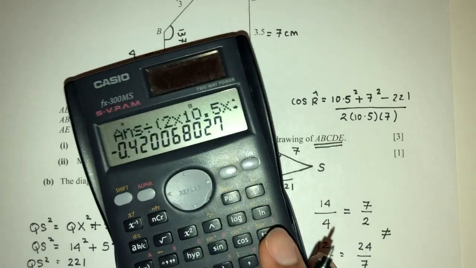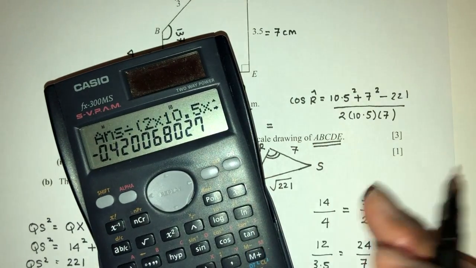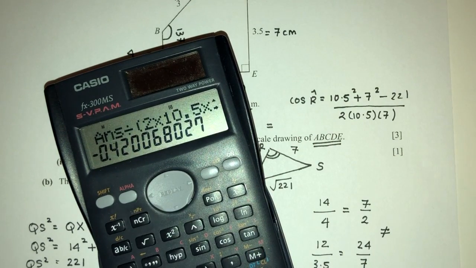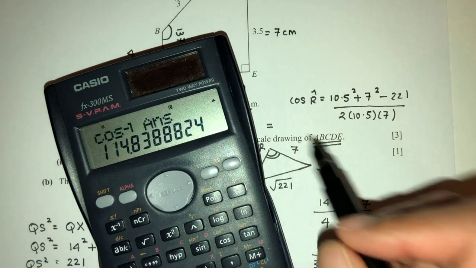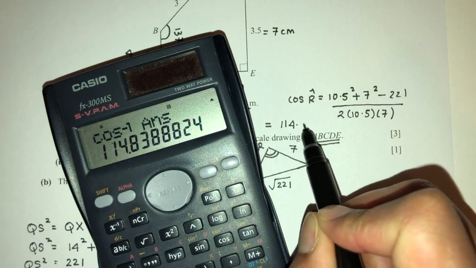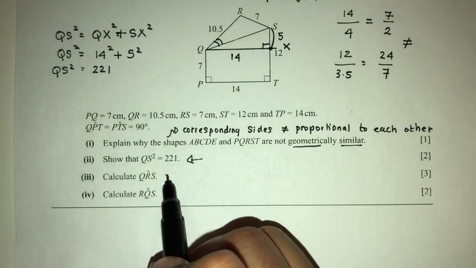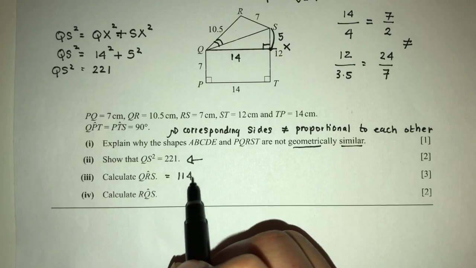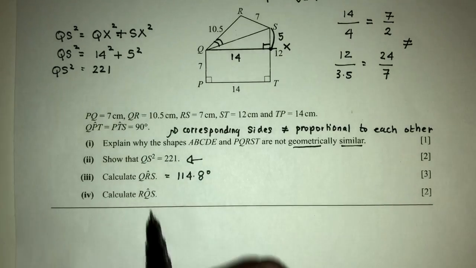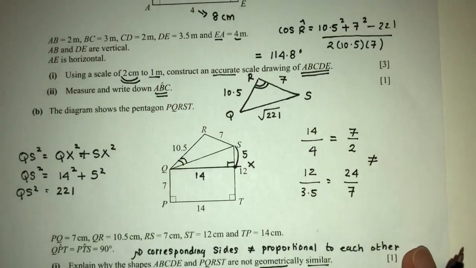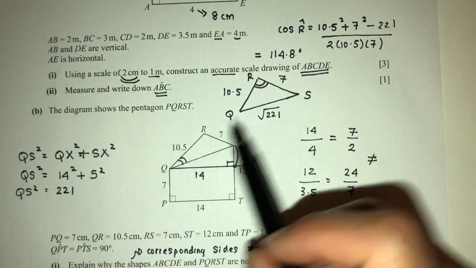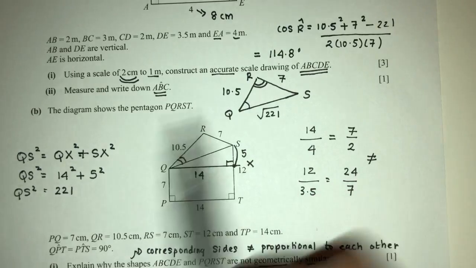That will be the value of cos R. Now to find the angle R, we take the cosine inverse of the answer. That should be 114.8 degrees. So the value here will be 114.8 degrees. And finally, find the angle RQS. Now we have to find the angle RQS, so this one.